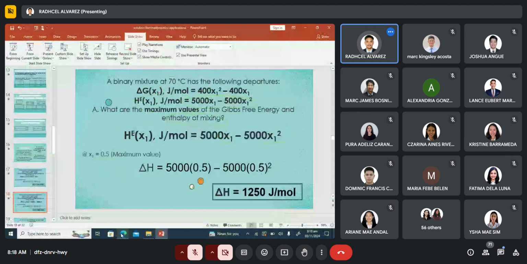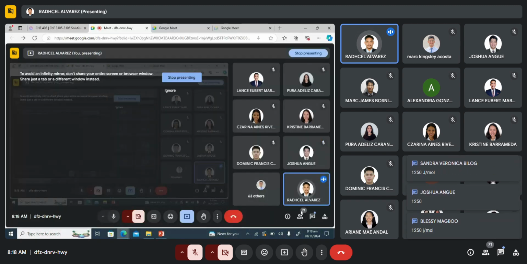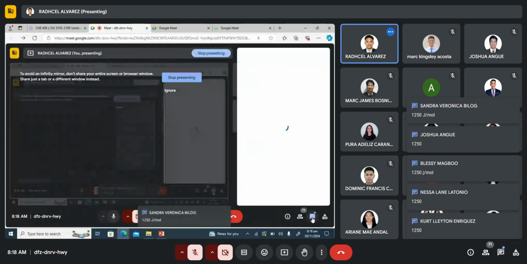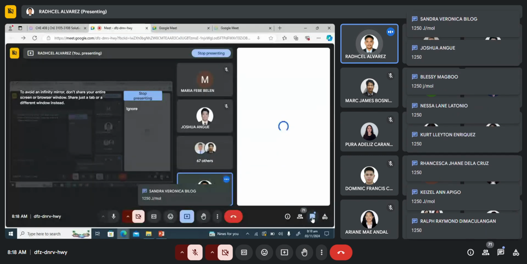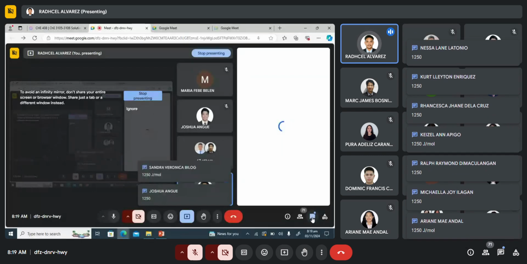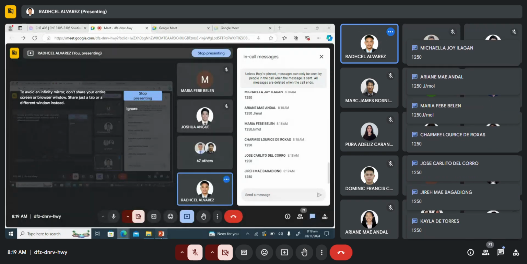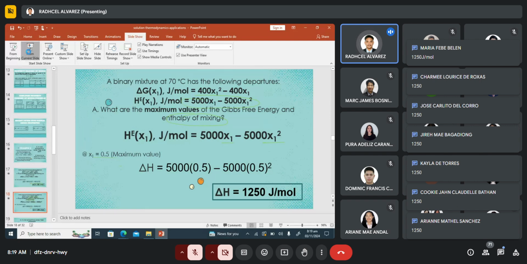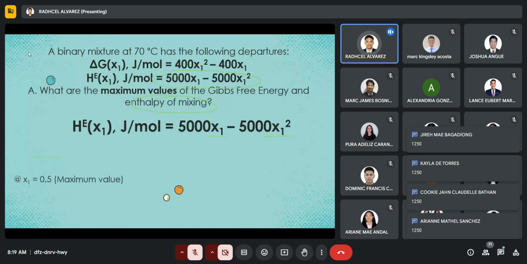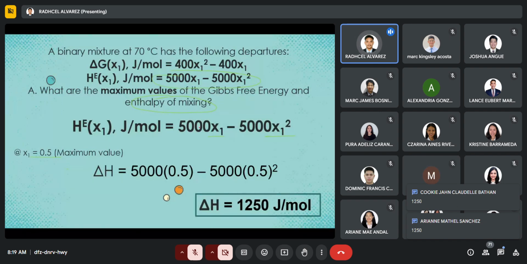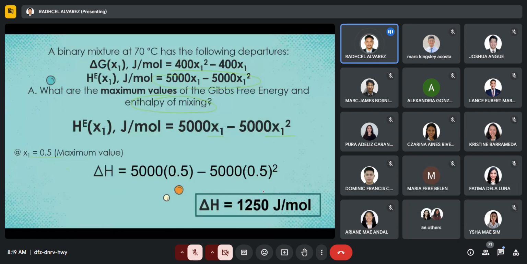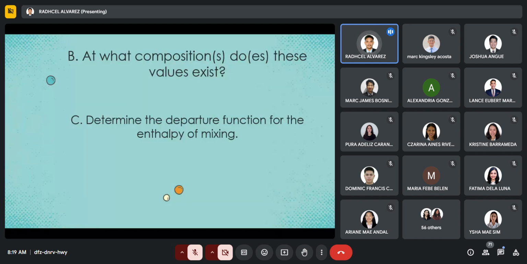Titignan ko ang mga nag-comment. Nakita nyo na. Okay, very good. That is 1,250 joule per mole. So, very good. So, this is how you solve for the maximum value using our departure function. So, meron tayo dito 1,250 joules per mole. So, let's focus on letter B. At what compositions does this value exist?